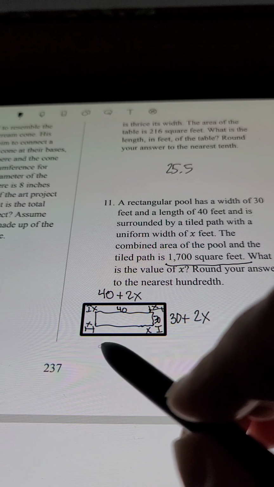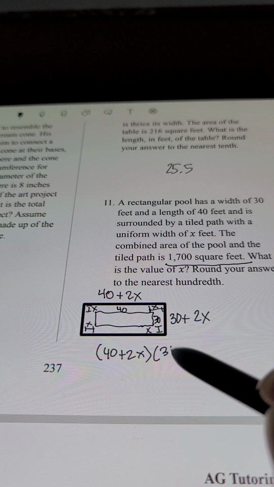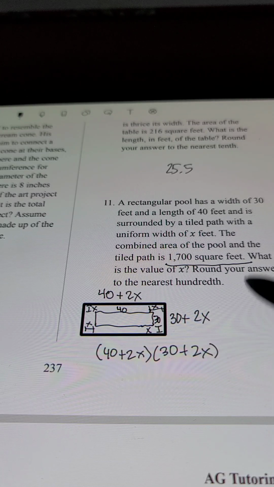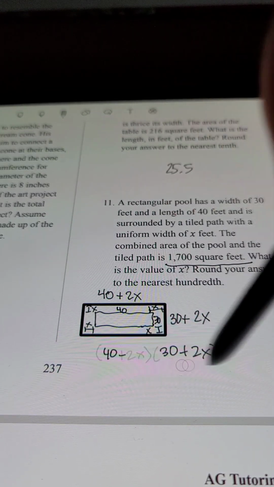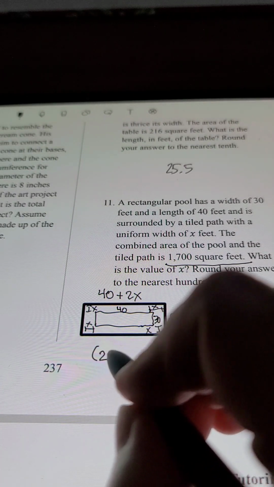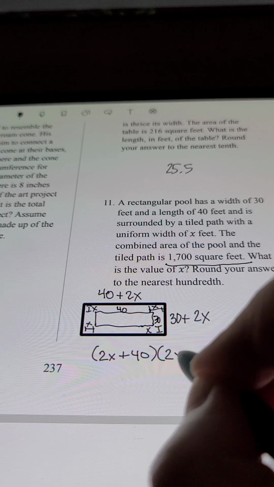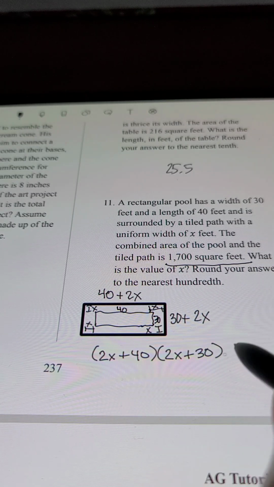So that's what we're going to do. We're going to say 40 plus 2X times 30 plus 2X. Actually, I'm going to put the X's first. It doesn't really matter, but it just bothers me visually not to do that. So 2X plus 40, same thing, times 2X plus 30 is equal to 1,700.